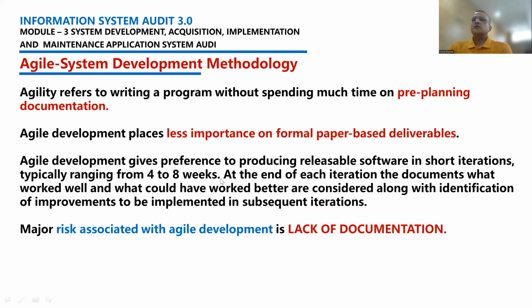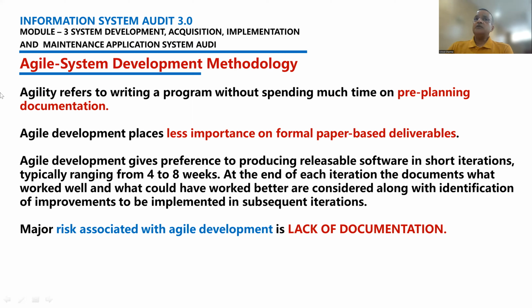All you are doing is understanding what the user wants, and accordingly, you start developing a prototype, which when implemented, requires a lot of improvements. You implement it again, and you keep iterating at shorter intervals of time, and you can develop software within 4 to 8 weeks. At the end of each iteration, what worked well and what could have worked better are considered, along with the identification of improvements to be implemented in subsequent iterations. That means I develop a prototype, implement it, and if anything is working very well, I'll document it, else I'll ignore it.